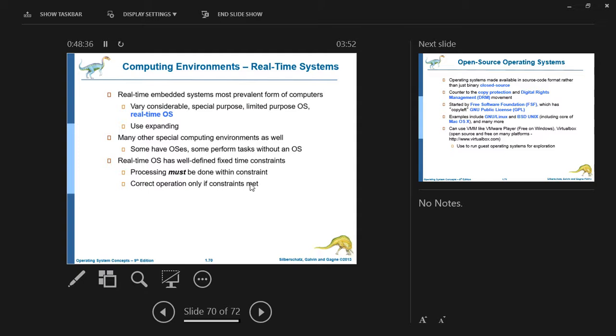Then coming to real-time systems. Basically, in air traffic management, missile launching, or launching satellites, you need real-time systems. The real-time embedded system is the most prevalent form of computers, for very considerable special and limited purposes, with a real-time OS, and its use is expanding now. Many private companies have started satellite launching.